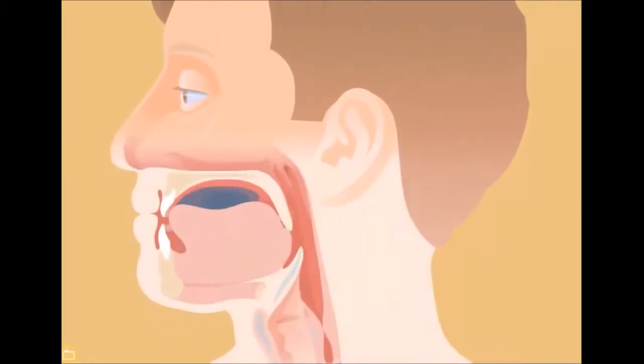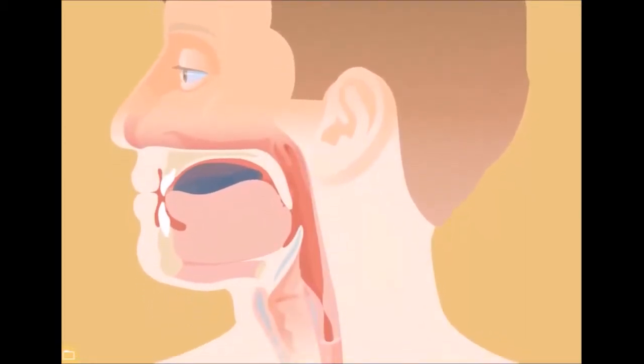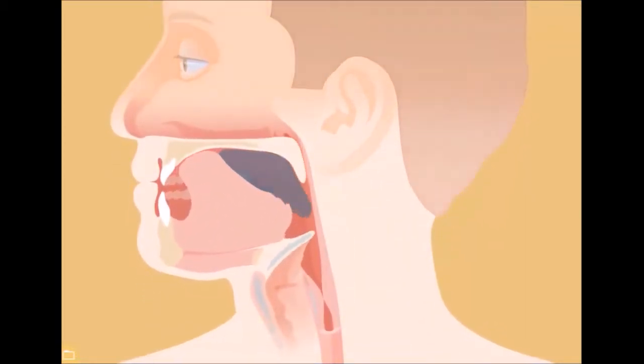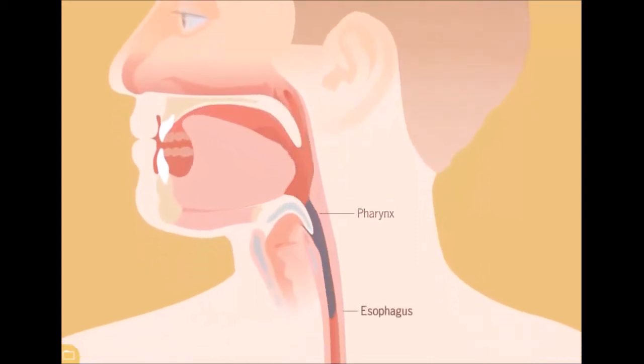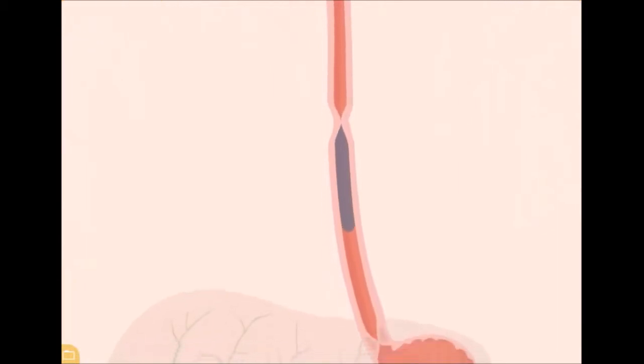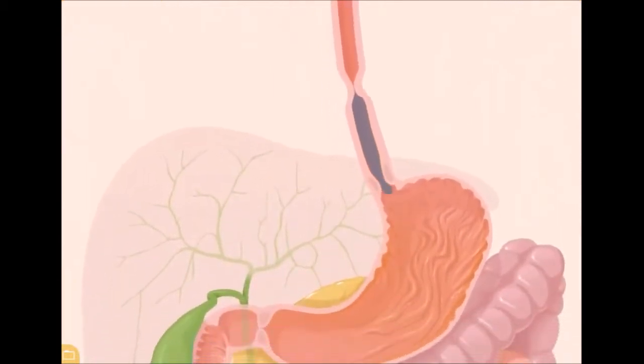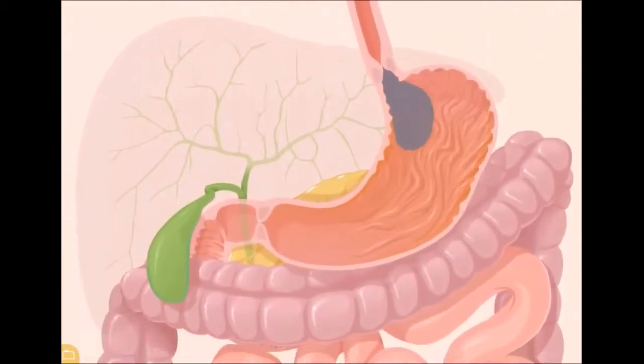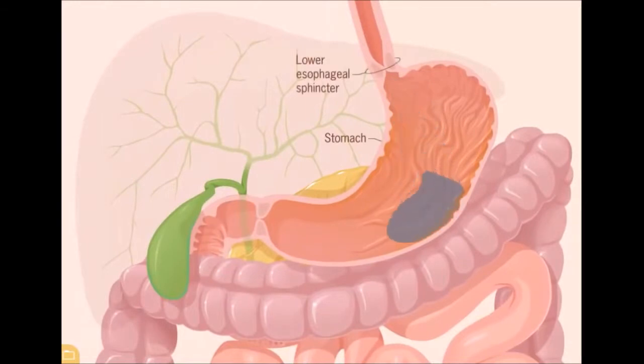After the bolus has been broken down adequately, swallowing begins. The food bolus passes through the pharynx and into the esophagus. Peristalsis, which is rhythmic contractions of the muscle layers, pushes the bolus down the esophagus. The bolus passes into the stomach through the lower esophageal sphincter. This sphincter normally remains closed, preventing reflux of the stomach contents.